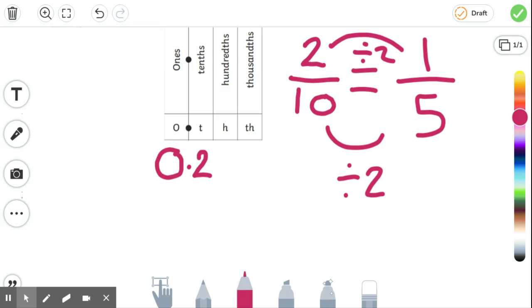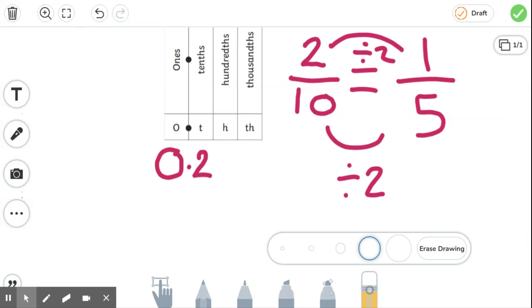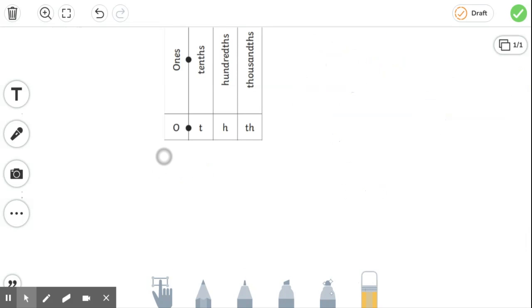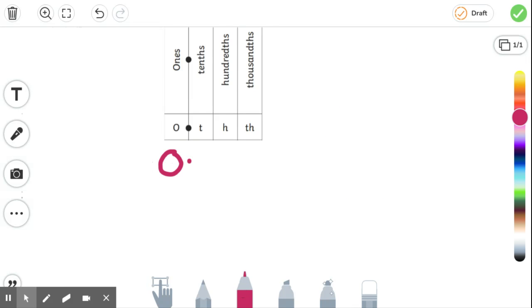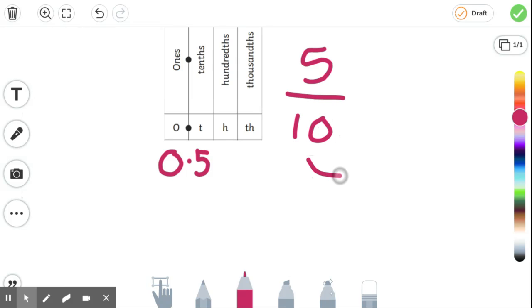Let's try another one of those. So let's try 0.5. Now, lots of you will spot this one straight away, but let's just have a look at why we know what fraction it turns into. So the 5 is in the tenths column, which would be 5 out of 10. Now again, we want to find a number that the bottom and the top divide into so that we can find our equivalent fraction. Now you should see they both divide by 5.